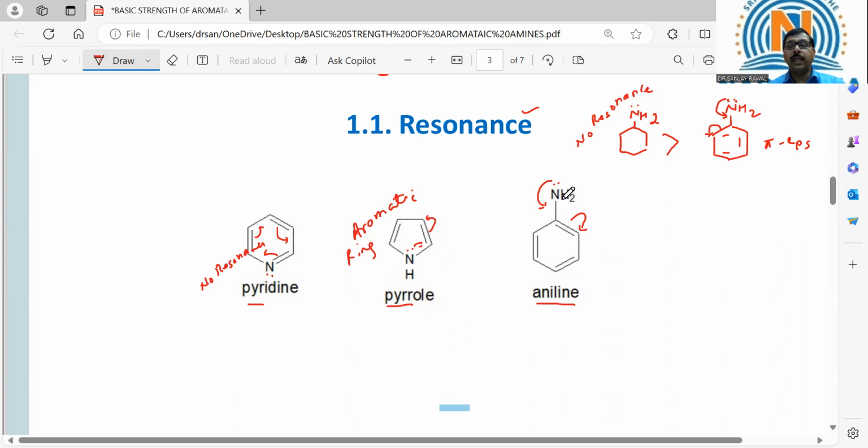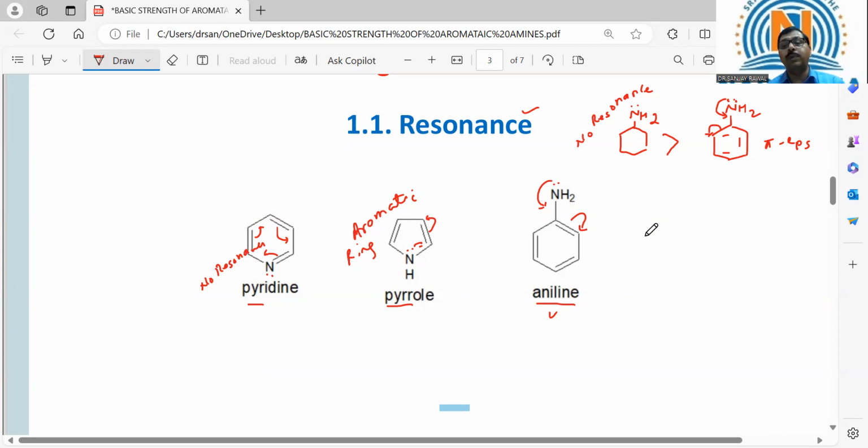However, in the case of aniline, yes, the lone pair of electrons takes part in the resonance, but does not get involved in aromaticity. There is no extra delocalization, no extra stability of this lone pair of electrons called aromaticity. That is why aniline is more basic than pyrrole.